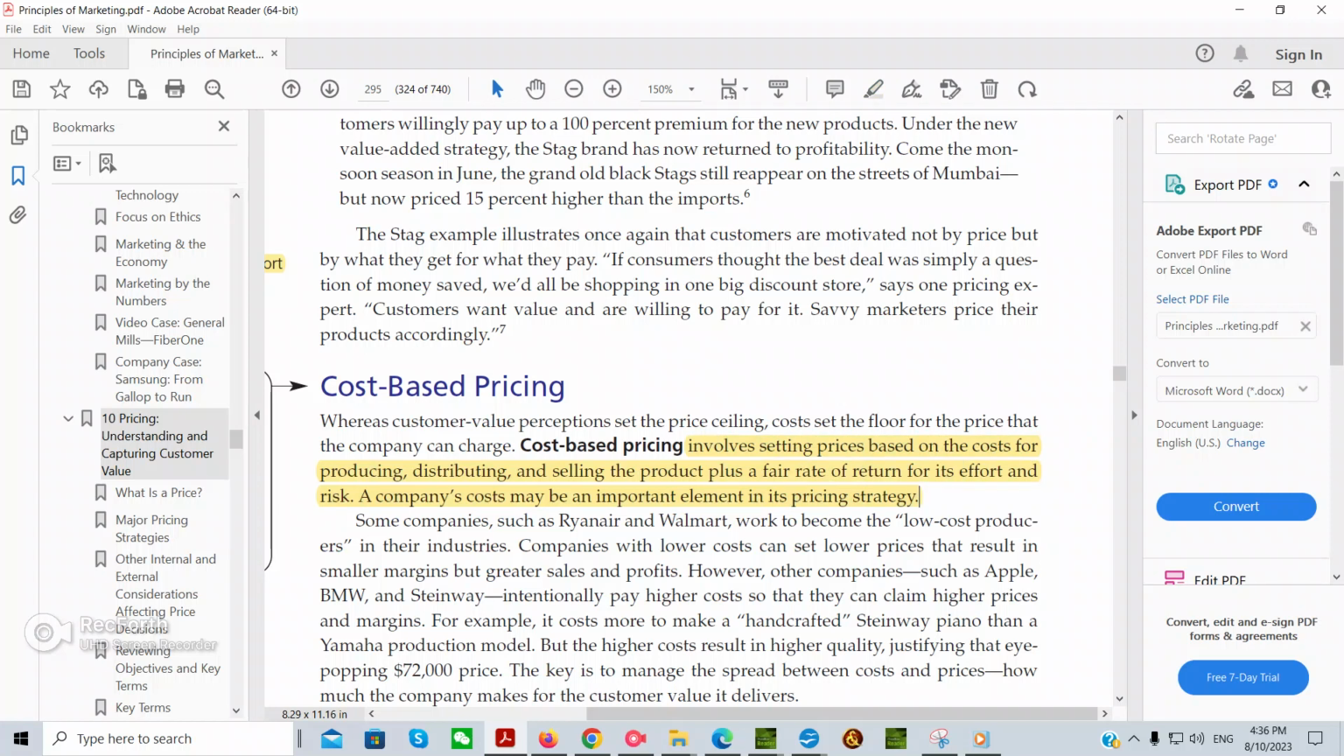So, when you consider the company's costs, you can see it clearly as an element of its pricing strategy. The lower the cost, the less of a price you need to charge. And the opposite is true too. Okay.